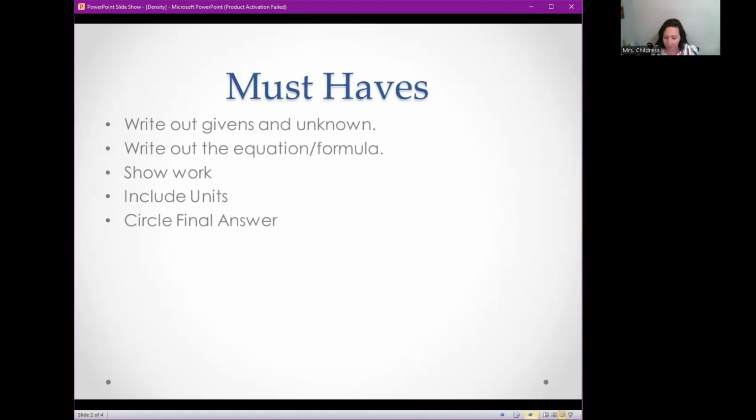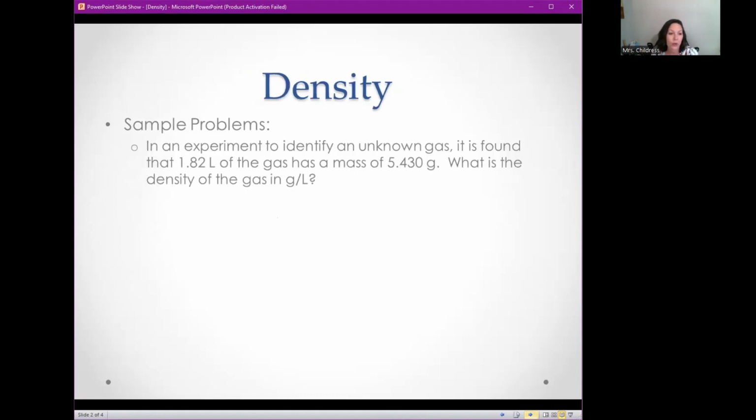So let's practice a couple of these, and let's go through this first problem. Remember, with any word problem, you're reading it all the way through. Then you're picking out your unknown and your givens and writing those down. Then you're going to write down the formula and then you're going to solve it. So let's look at this one together.